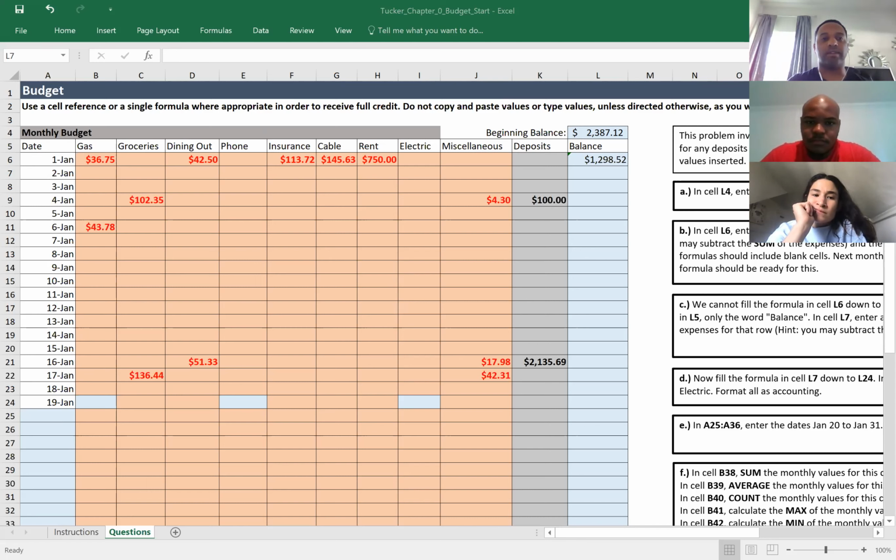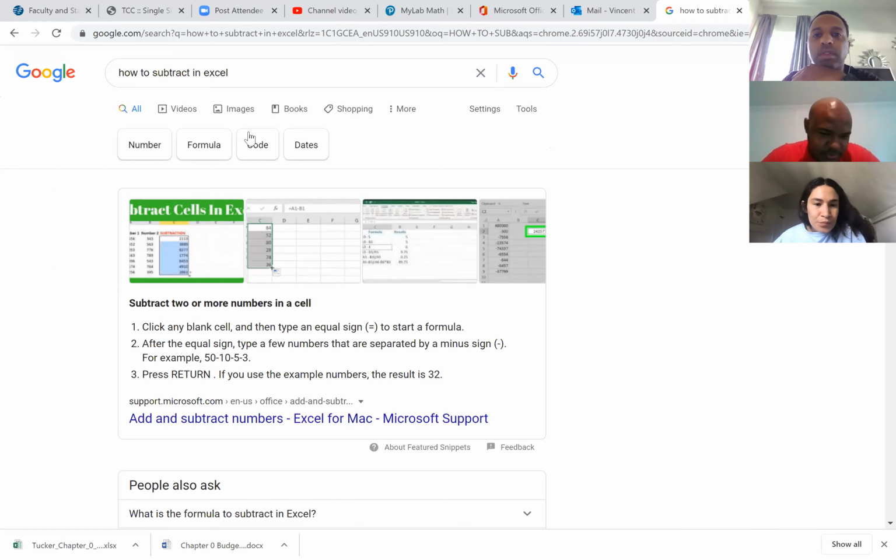And I don't know if you guys can see that screen. I think you guys are still on. Sorry about that. I forgot I didn't share the screen. So yeah, I typed in how to subtract in Excel, and then it gave me the information. So you guys can see it now. Okay, so let's go back to the assignment.